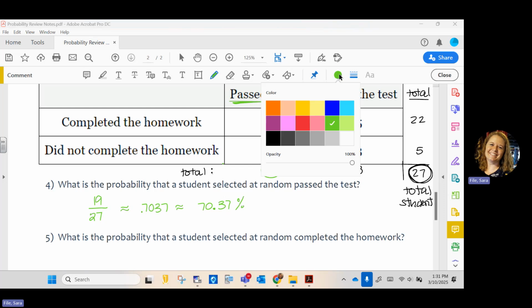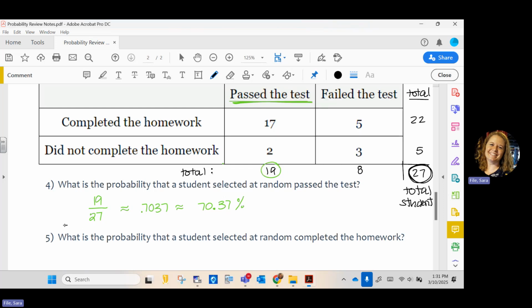So if you want to notate that to help you, label that as exact and label these as approximately or about.